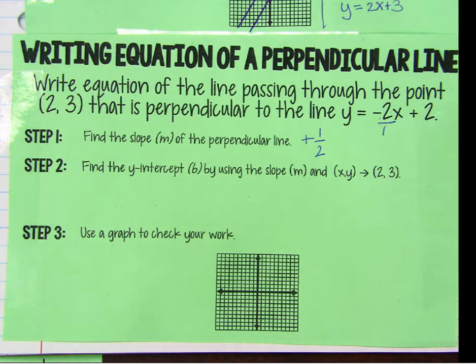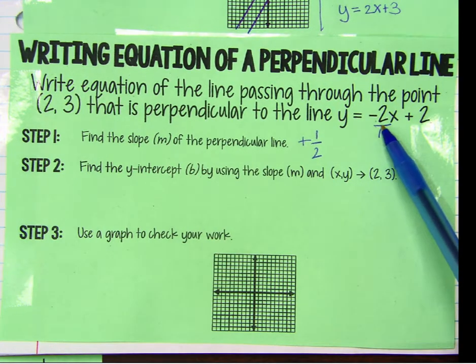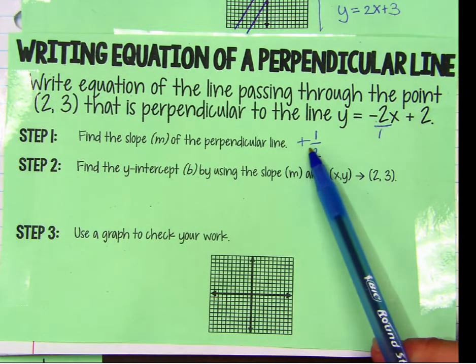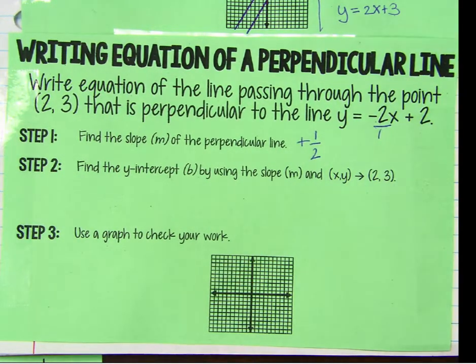All right, so those have to be opposite reciprocal slopes. Now, when you multiply these two things together, their product should equal -1. So if you're not sure if you came up with the right new slope, you could multiply -2 times +1/2 and see if you end up getting a -1.